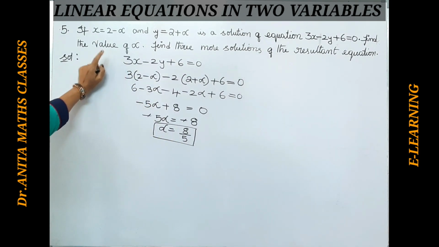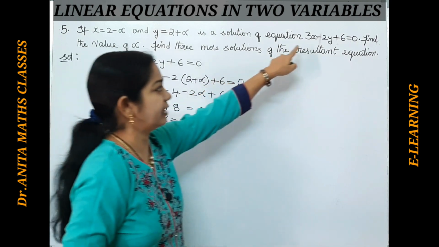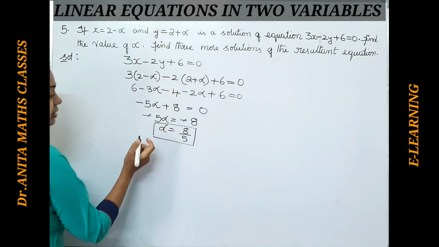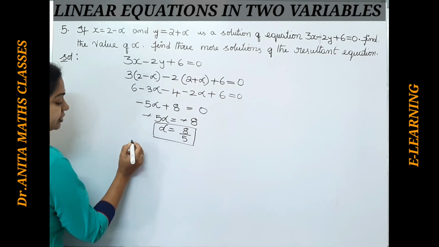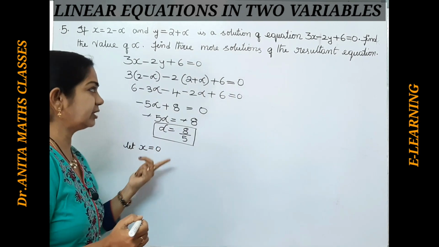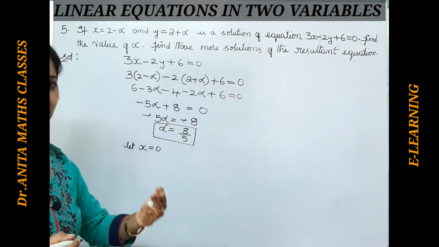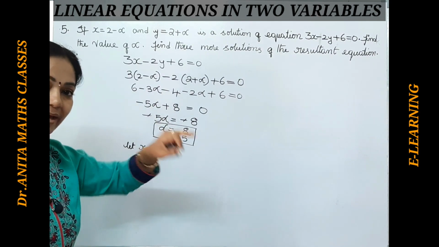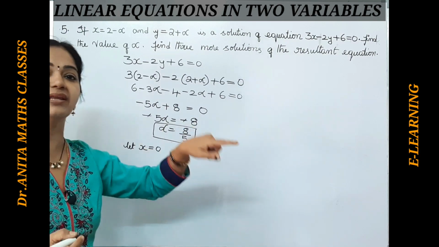Now here we got alpha as 8 by 5, and in this equation we need to find 3 more solutions. Now what are the 3 more solutions for this equation? Let x equal 2. Not always, don't keep x equal to 0 or y equal to 0. You can keep any value, x equal to 1, x equal to 2, or y equal to 1, y equal to 2, and find the other variable.